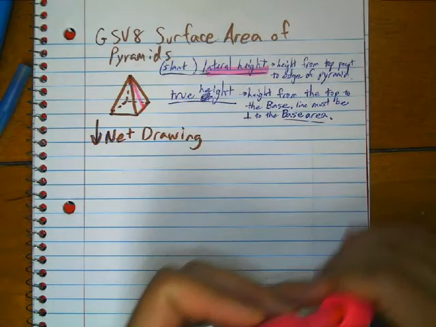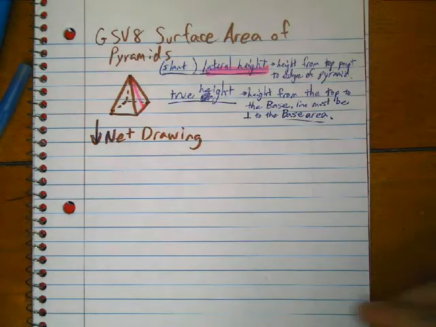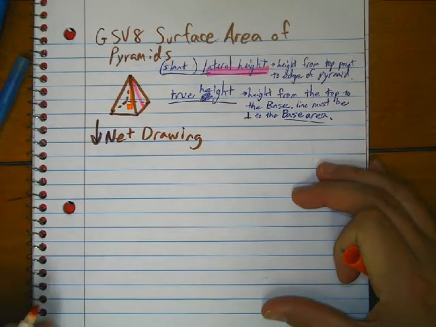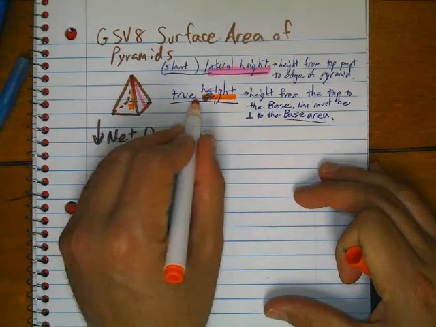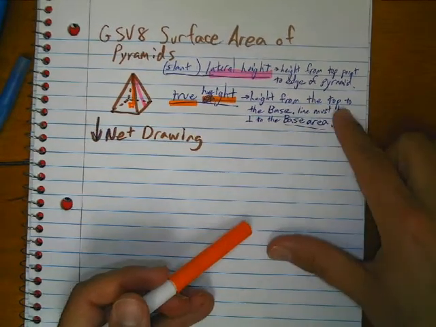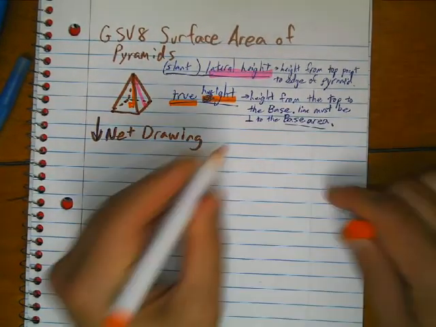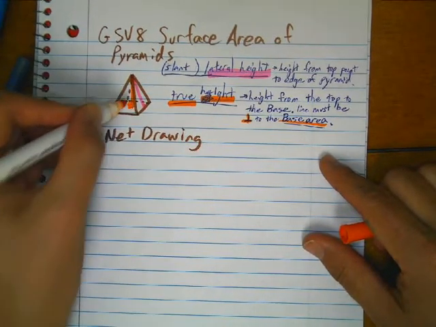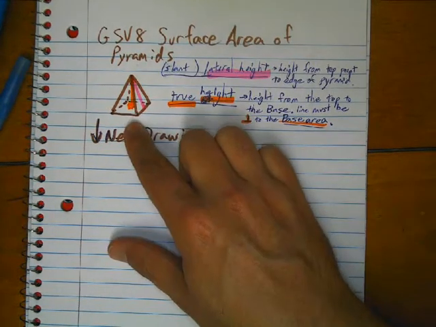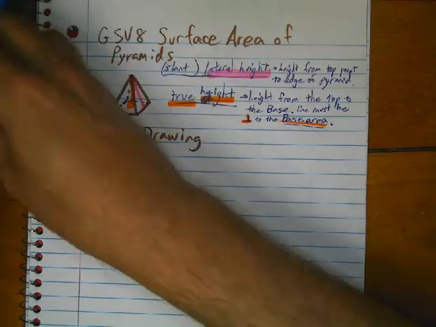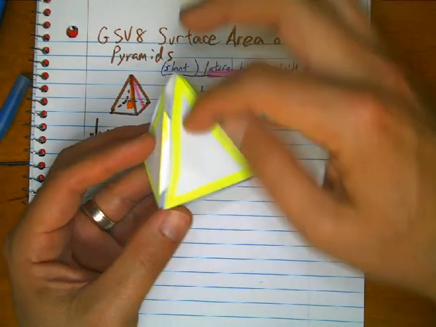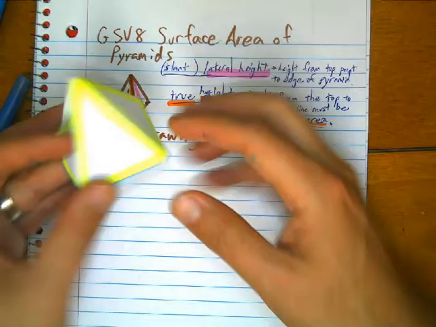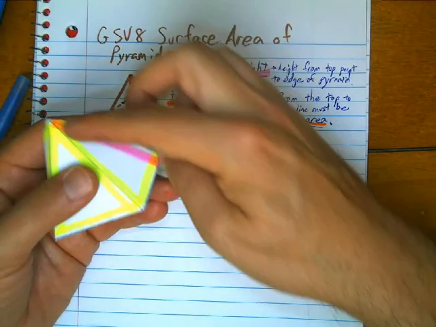Now, if I was going from the height down to the very center, that would be the true height. So the true height goes from the top all the way down to the base, and it's perpendicular at the base area. So it hits there perpendicular, straight down. Like with this pyramid, if I could drop a toothpick down the center, the toothpick would end up right at the B. Whereas this lateral height ends up on the edge of the pyramid.